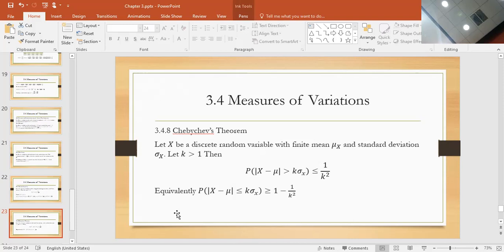I'm rewriting it in another way. Let X be a random variable with mean mu and standard deviation sigma. Each time we have a random variable, we need to mention the mean.